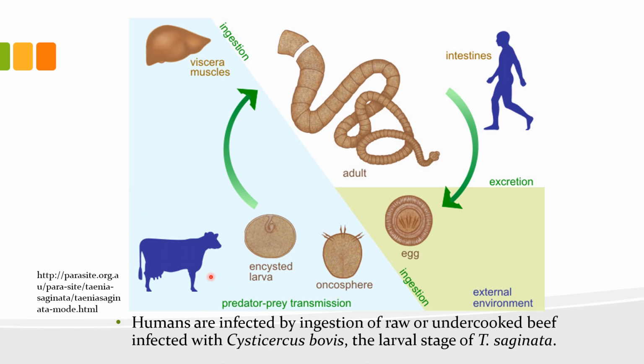So the cattle serve as the intermediate host of the parasite, harboring the tissue cysticerci in their muscle, while the humans are considered to be the obligate definitive host, harboring the tapeworm form. So this is an example of a parasite that is transmitted to humans by ingestion of raw or undercooked beef that is infected with the larval stage of the Taenia saginata, which is the Cysticercus bovis.